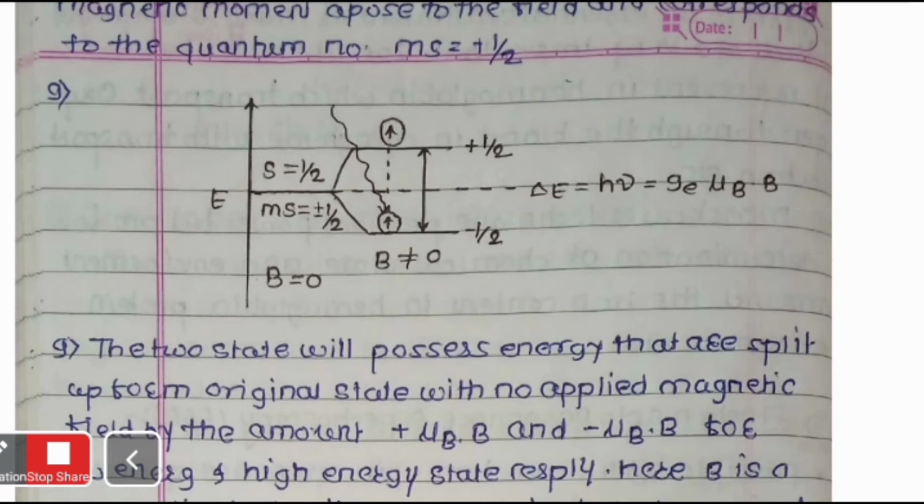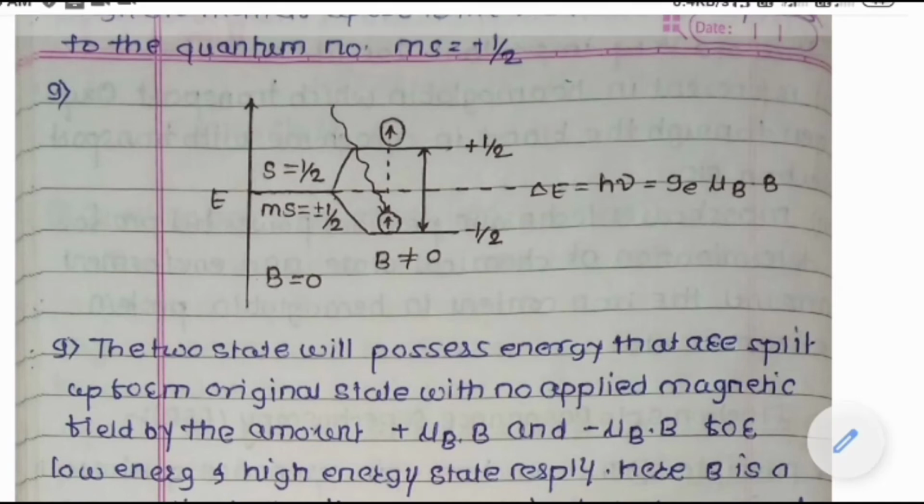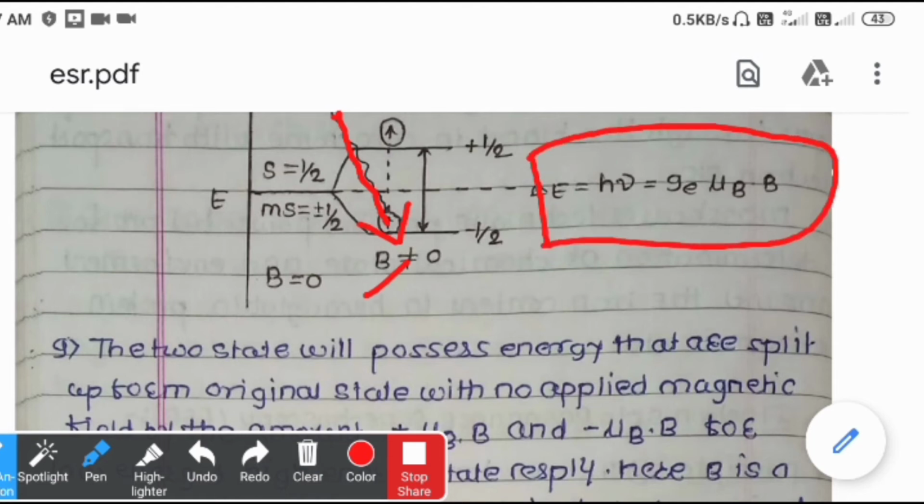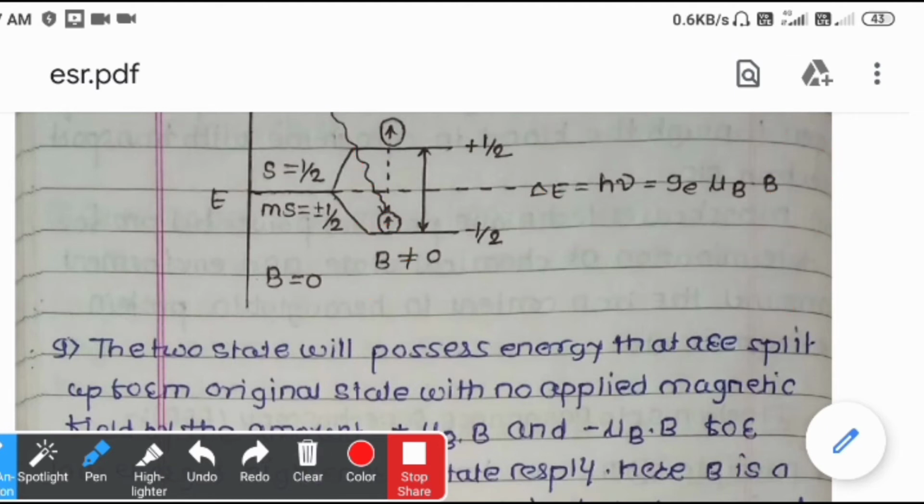Diagrammatically, in the absence of an external magnetic field we get the degenerate energy state, and in the presence of an external magnetic field we get the separation in the energy levels. Here we use microwave radiations. Once the microwave radiations are incident on the sample, it gets excited. The excitation depends upon the energy gap, and in turn it depends upon the external field strength.